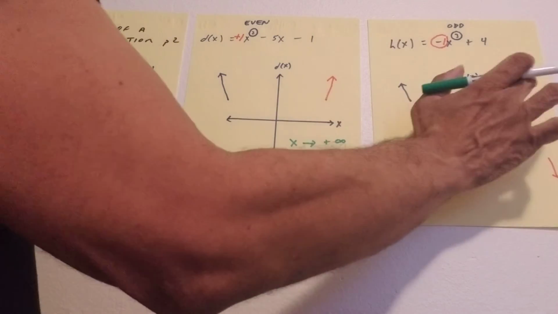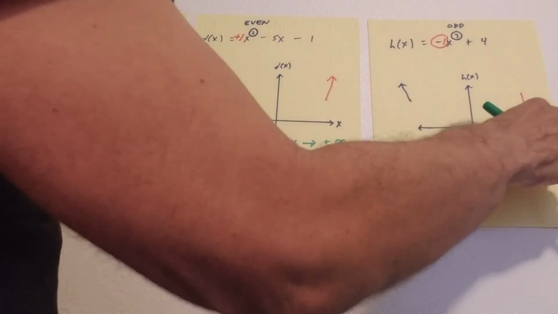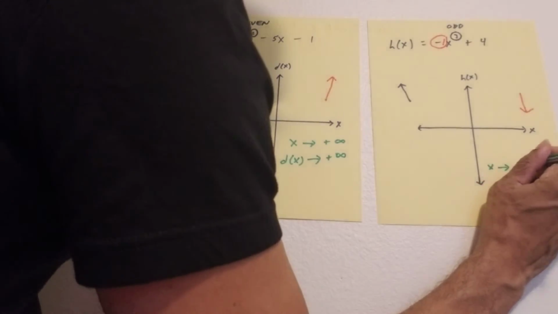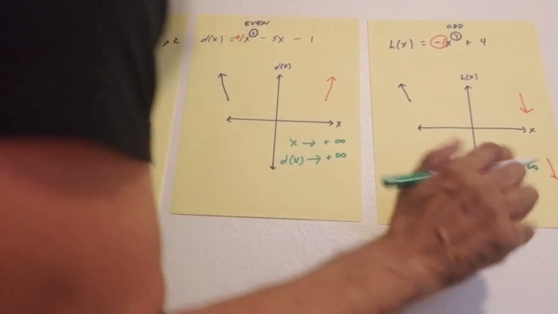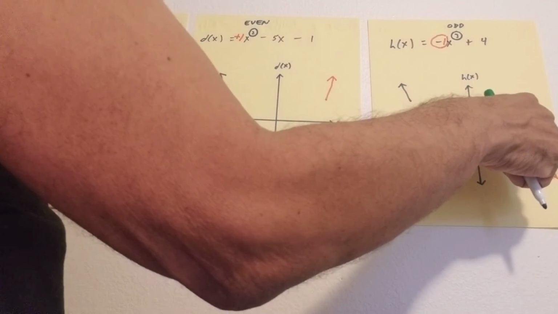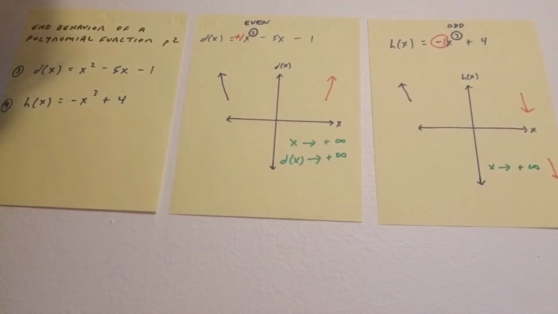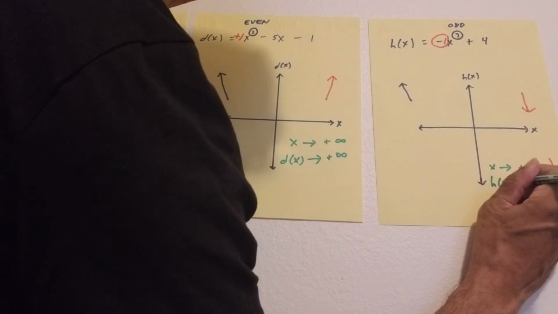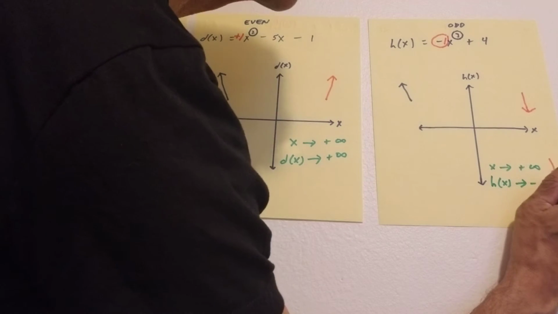With the h function on the right-hand side, as we go further to the right, x approaches positive infinity. Now, with x approaching positive infinity, the input increasing, the function is going down. The output is decreasing. The function h of x is approaching negative infinity.